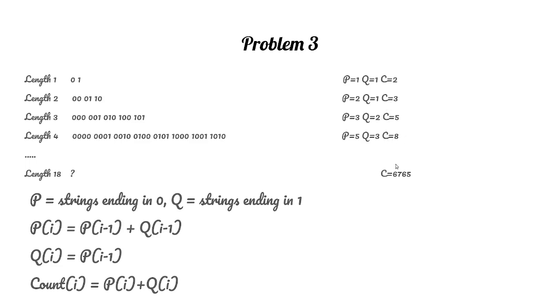So you can then calculate the count for length 18 by computing the Fibonacci number. And I leave that as an exercise for you. You can either use a calculator or write a program for it and compute the value. And the answer is 6765.